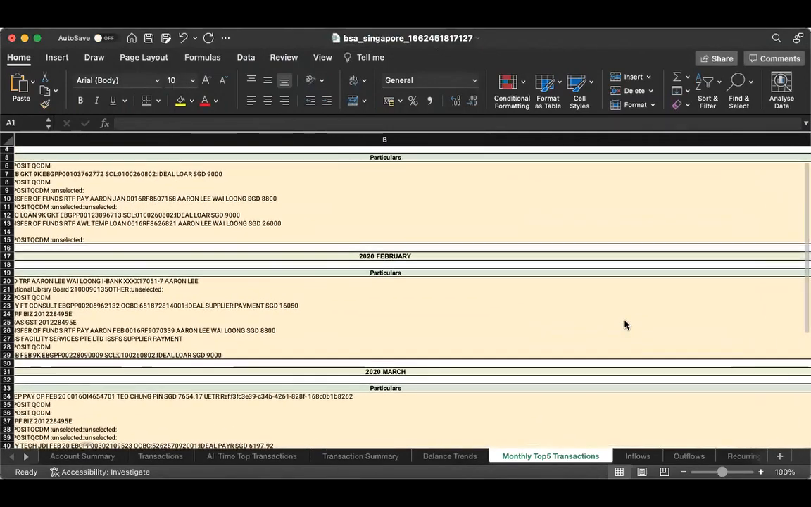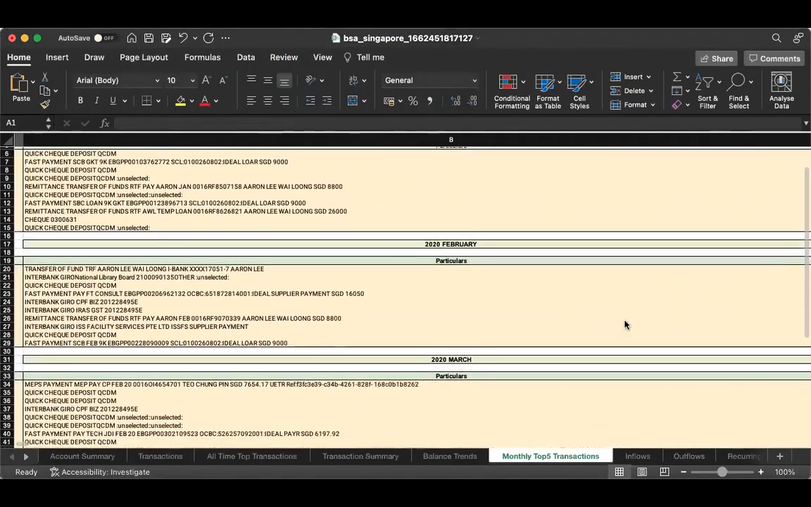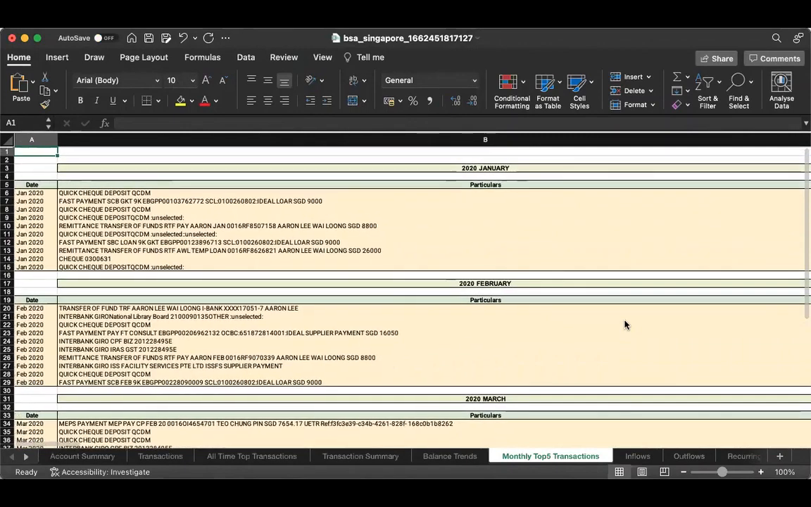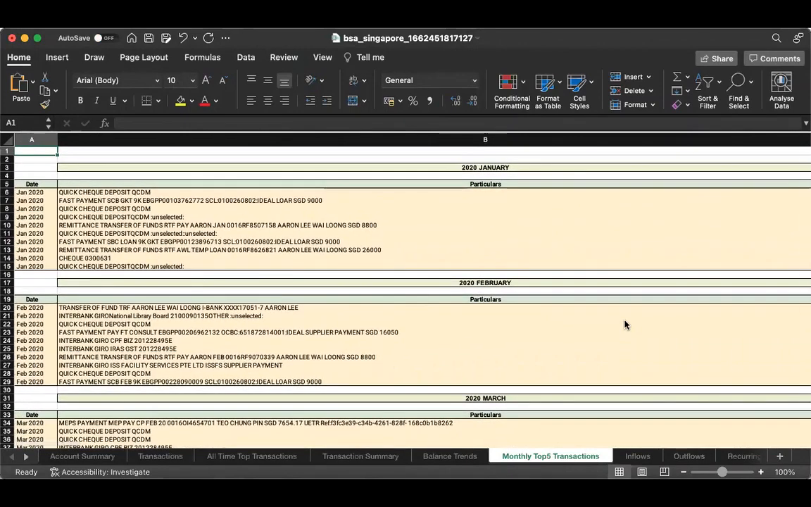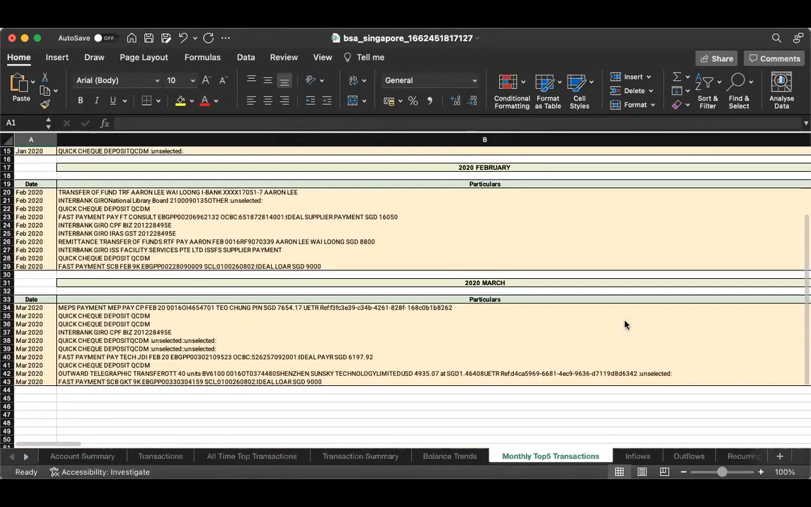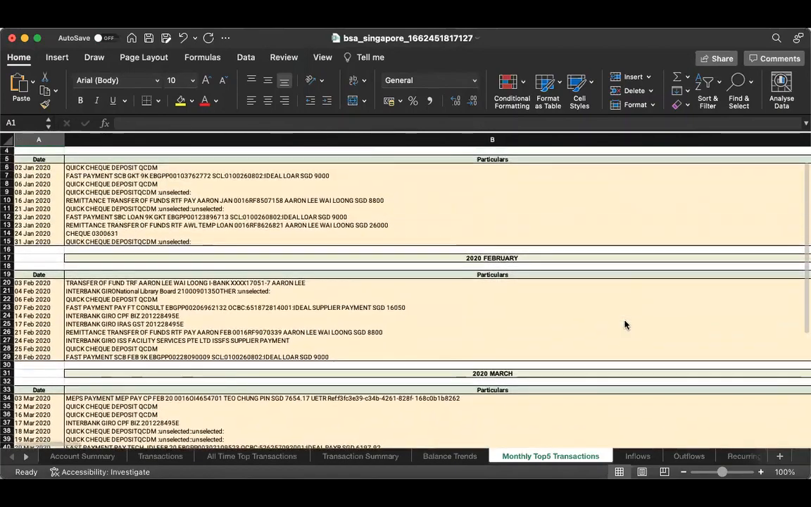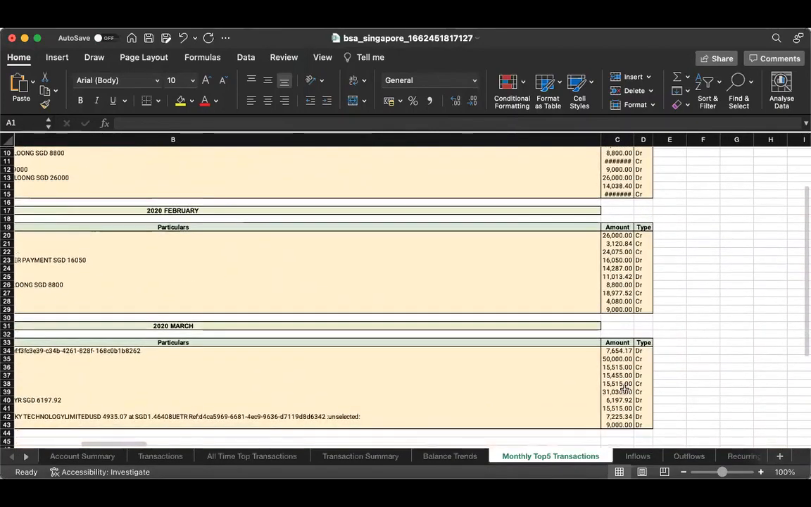Yes. Thank you, Ketki. Continuing from where we had stopped, this is the top 5 monthly debit and credit transactions which are occurring in a particular month and the corresponding amounts, for an analysis on which are the top sources of inflows and outflows for each particular month.